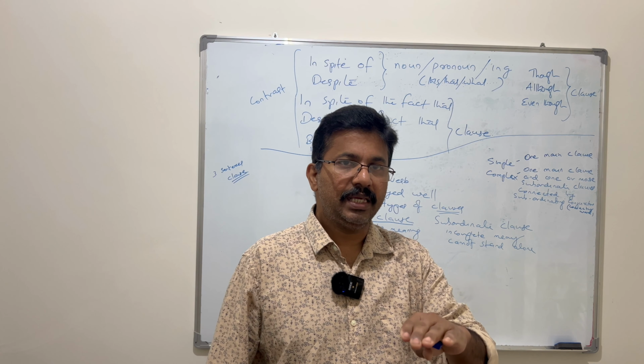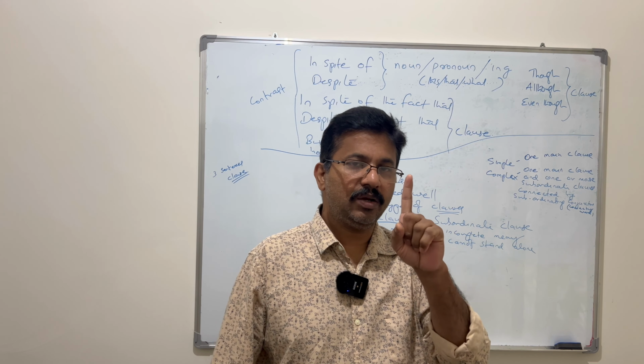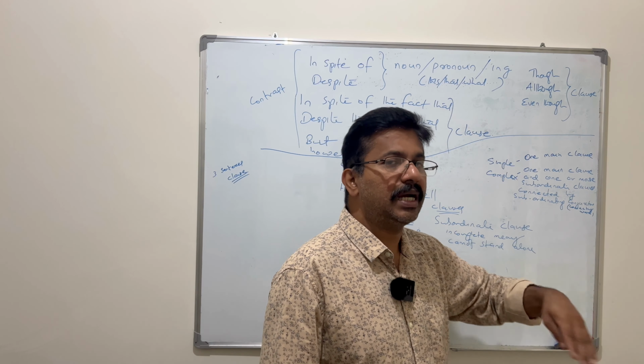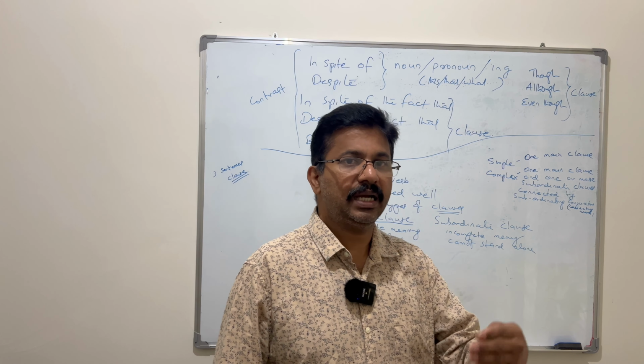What I am trying to say is, in a complex sentence, there must be one main clause and at least one subordinate clause. Minimum one subordinate clause, and one main clause. That's a must, connected by subordinating connecting words or subordinating conjunctions.